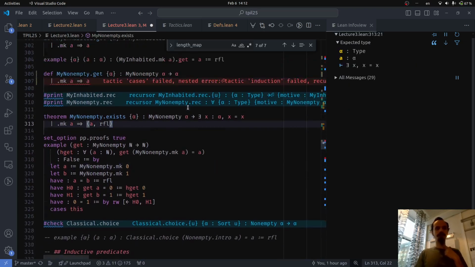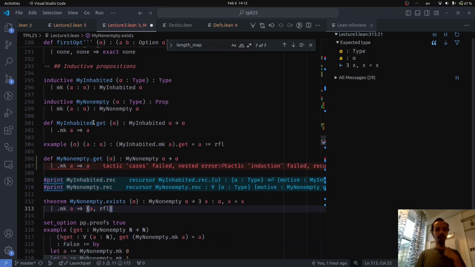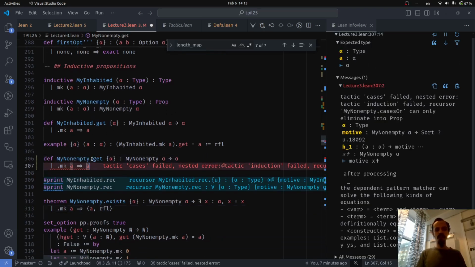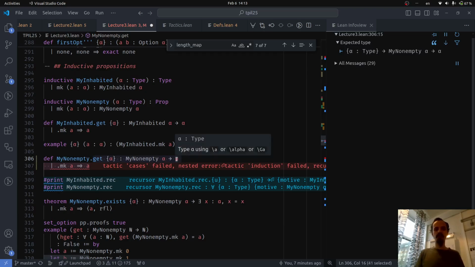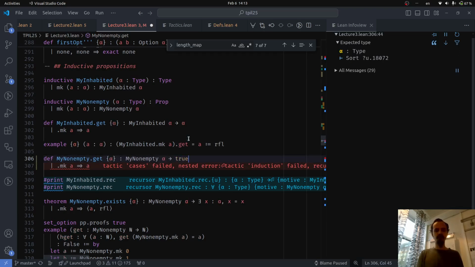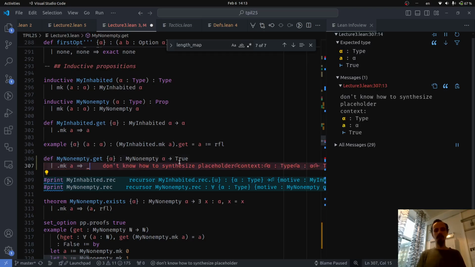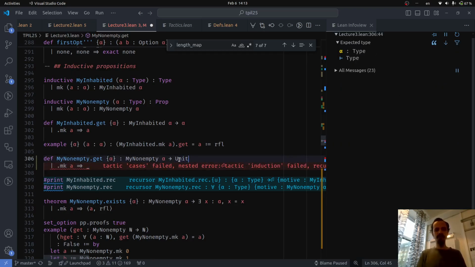Why it didn't work in this get? So the resulting type here is alpha colon type. If it was true, then this works. If it's unit, then it doesn't work. If it's not, then it doesn't work. If it's false, then it works.